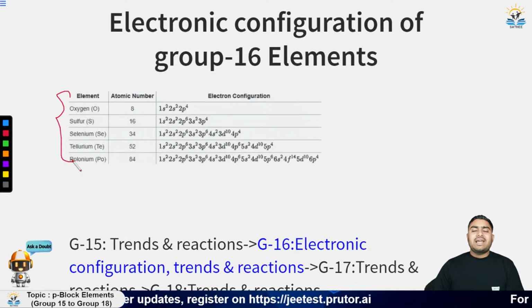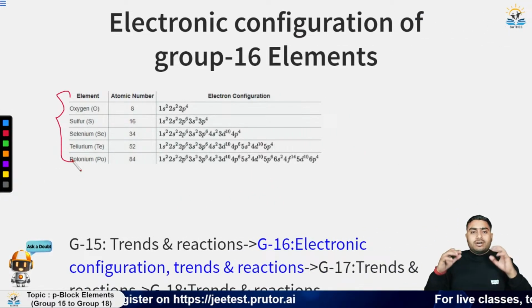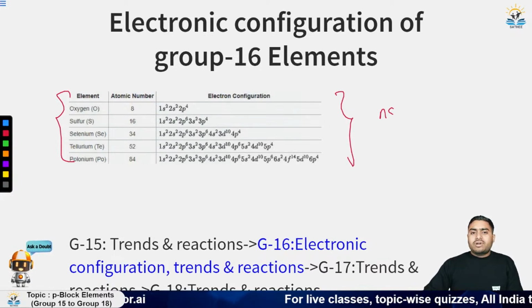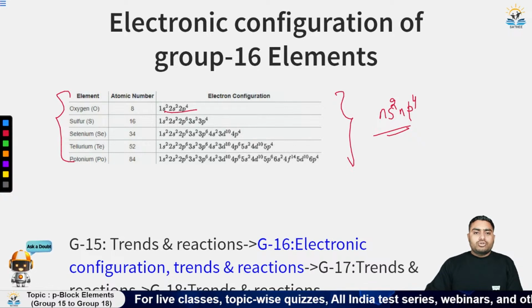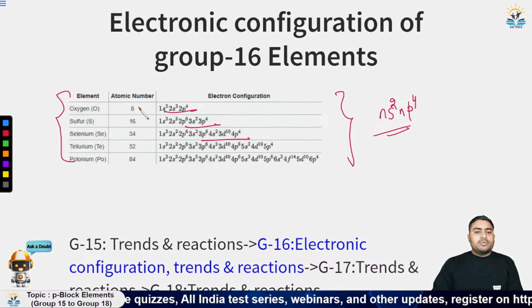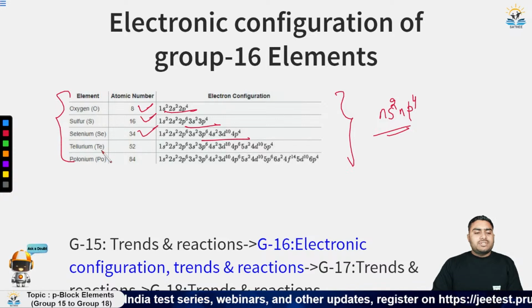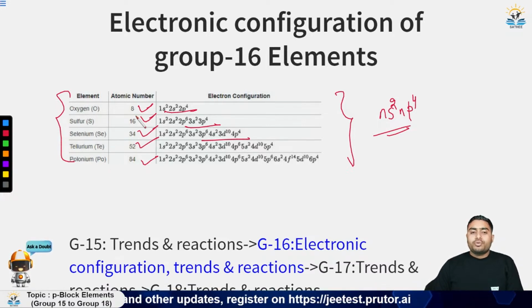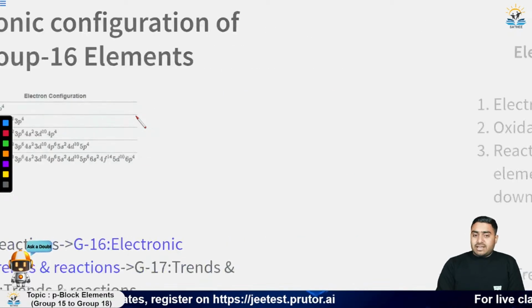But first of all, let's see the electronic configuration of each and every element. The general electronic configuration is ns2 np4; you can see 2s2 2p4, 3s2 3p4, 4s2 4p4, etc. Oxygen's atomic number is 8, sulfur is 16, selenium is 34, tellurium is 52, polonium 84. So you can see the electronic configuration of group 16 elements.